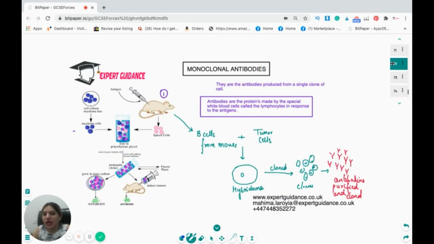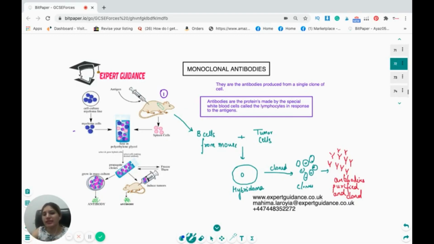Now let's come to the last part. What are monoclonal antibodies? This is a very important exam question. You should know what monoclonal antibodies are and what their advantages are. So monoclonal antibodies are antibodies produced from a single clone of cells. Now, antibodies are produced by white blood cells, and these are the lymphocytes that produce the antibodies. But if we have just one cell that produces all the antibodies, that will be monoclonal.